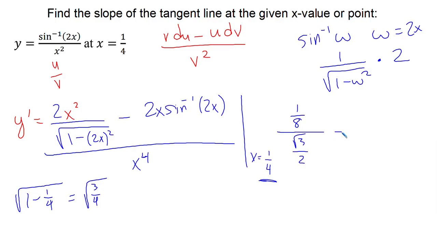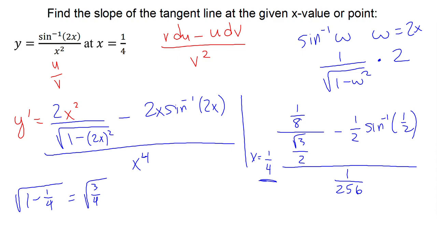And then we'll subtract from that our 2x. So that's going to be 2 times a fourth, or a half. And then the inverse sine of 2x, right? So the inverse sine of 1/2, and we'll evaluate that in a second. And then it's all going to be divided by 1/4 to the 4th power. And 4 to the 4th is 256, so that's 1/256. So let's kind of section this off a little here.